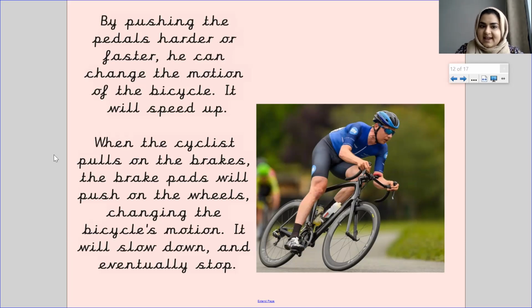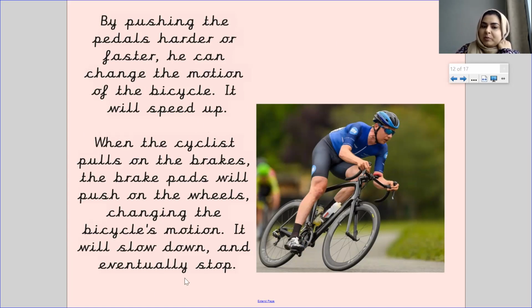This is what it says here. When the cyclist pulls on the brakes, the brake pads will push on the wheels, changing the bicycle's motion. It will slow down and eventually stop. With the bike, you've got two motions going on because of friction. When you're pushing the pedal, it speeds up and goes faster.